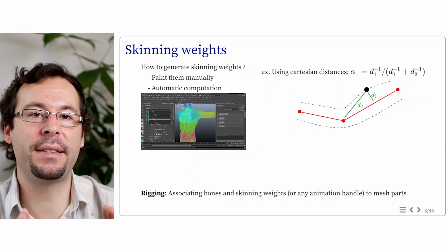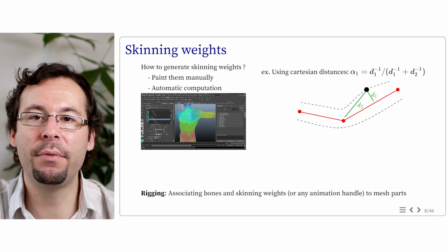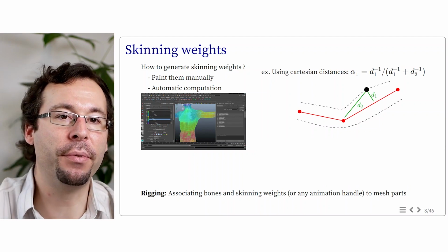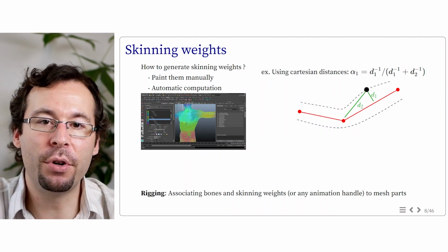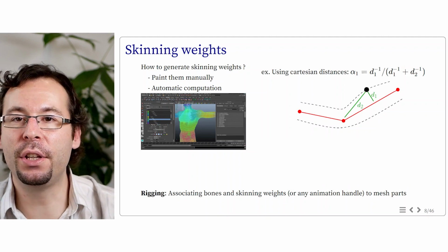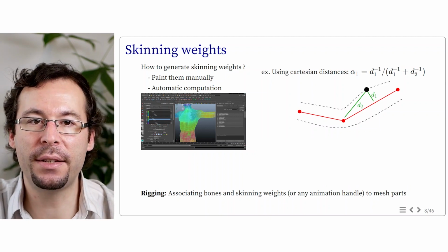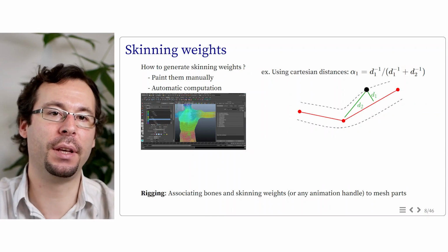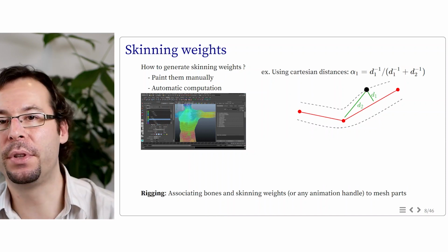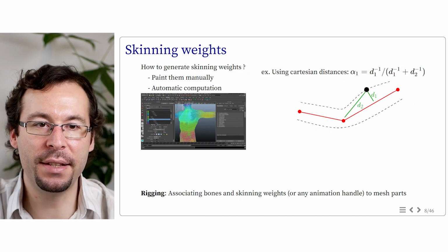As the sum of the weights needs to be normalized to 1, then we can normalize the result by the sum of the inverse distance with respect to all other bones. This approach is quite fast to compute and can give a good first guess of skinning weights in several situations, typically in tube-like limbs. Of course, using such automatic computation will not be perfect in all cases.